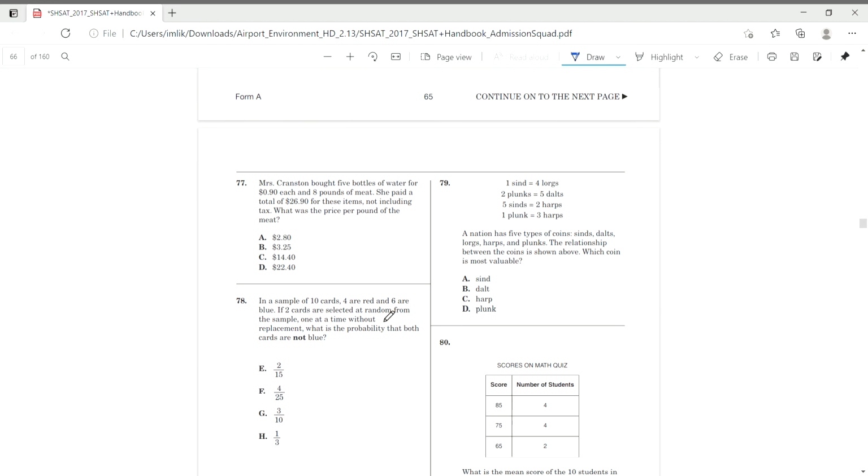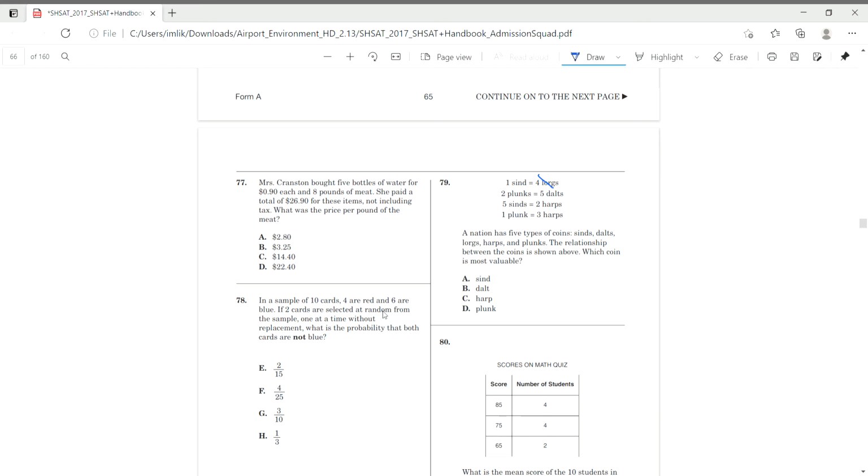For number 79, this one may look intimidating, but really isn't. A nation has 5 types of coins, sind, dalt, lorg, doesn't matter the names. The relationship between coins is shown above. Which coin is most valuable? Okay, so obviously the coin that's most valuable is going to equal the most things. So if 1 sind is equal to 4 lorgs, a sind is more valuable than lorgs since it's equal to more lorgs. So we can automatically cross this out because it's worth less than something.